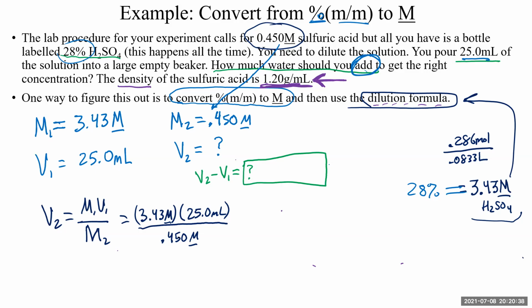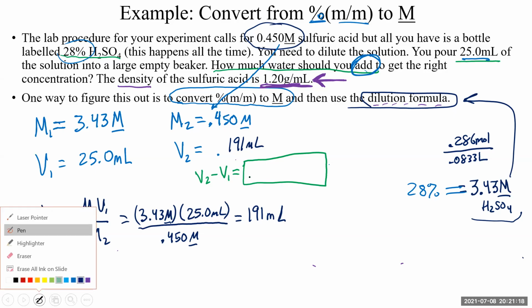So 3.43 divided by 0.45 is about 7.6, even more than 7 times, multiplied by 25 milliliters. Whoa, really? Oh, no, that's only 190, never mind. That's 190, let's say 191 milliliters. But remember, that's our volume 2, 191 milliliters. So our answer is not going to be 191 milliliters, but instead is going to be the 191 milliliters.